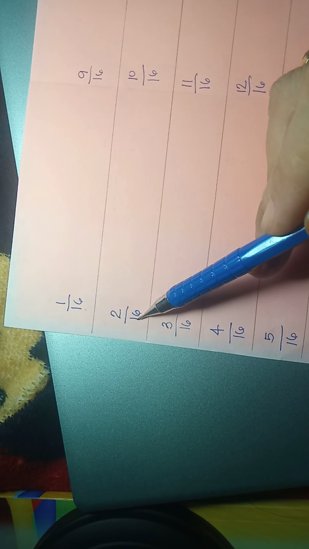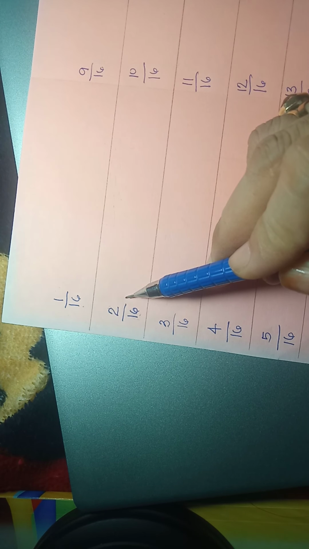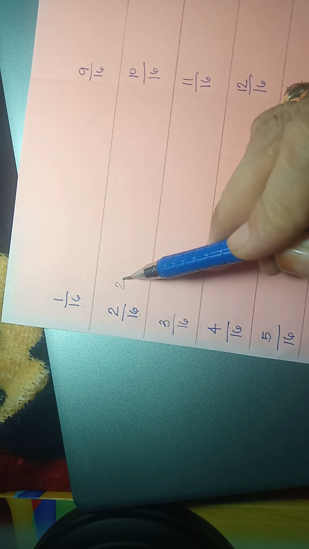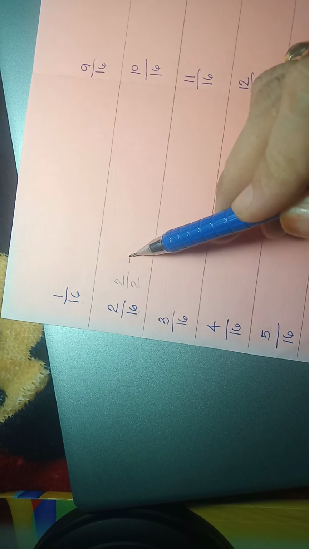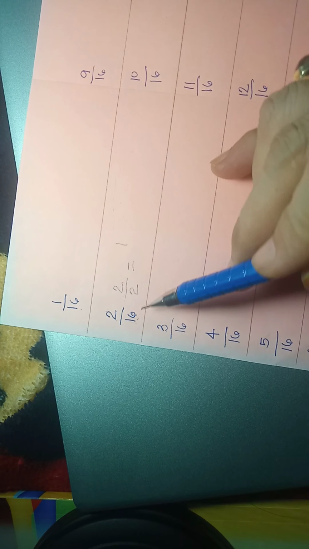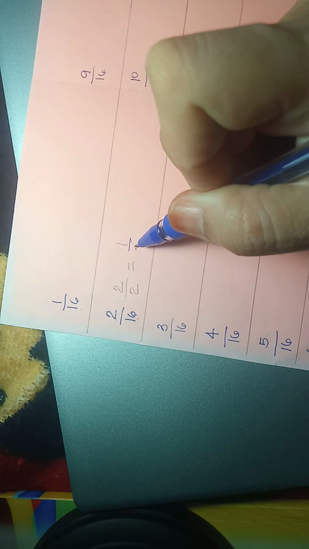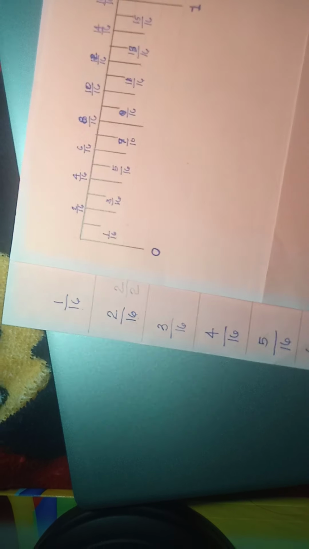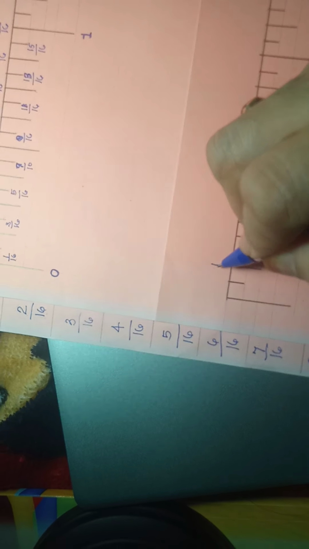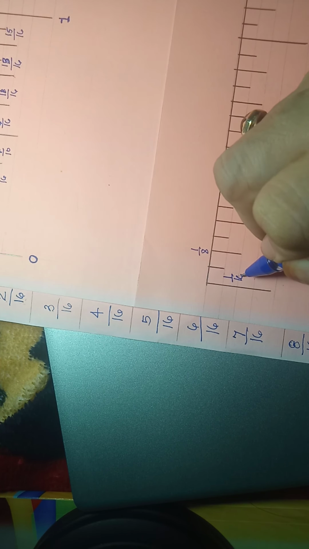As you can see, this can be reduced to its lowest term. So if you're going to use 2 as divisor, this is equivalent to 2 divided by 2, that is 1, and 16 divided by 2, that is 8. So therefore, this line becomes our 1/8, and this is our 1/16.